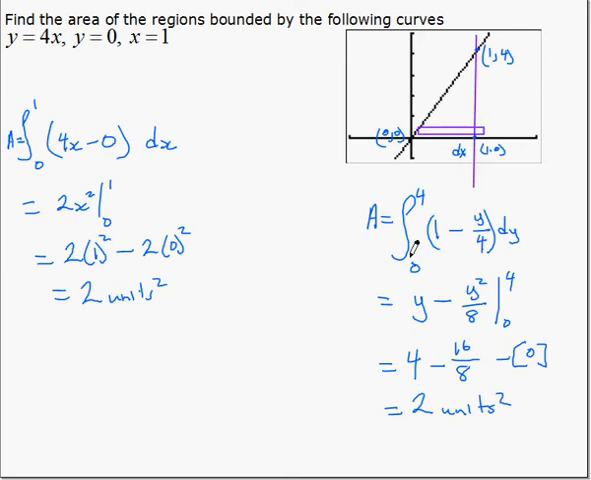Now, using simple geometry, we could have demonstrated this because the shape we've made here is a triangle. So the area of any triangle is always a half the base times the height. Since this is nothing more than a triangle, the base goes from 0 to 1, so it's 1 unit. And the height goes from 0 up to 4. So a half of 4 is 2. So no matter how you do it, the area is 2 square units.